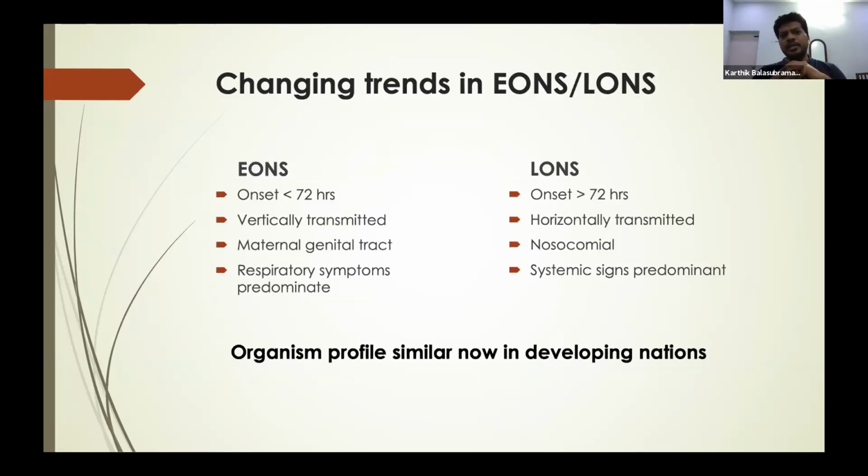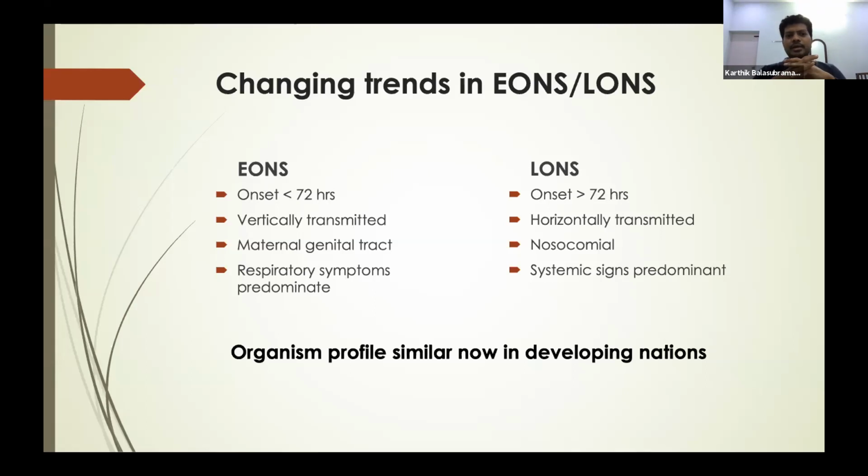The other important challenge in NICU is about the trends in early onset sepsis and late onset sepsis. The classical definition of early onset sepsis is if the onset of symptoms is before 72 hours of life, it is considered to be early onset. The infection is transmitted from the mother, from the maternal vaginal tract, and the baby predominantly presents with respiratory symptoms. Whereas the classical definition of late onset neonatal sepsis includes onset of symptoms after 72 hours of life, and most of these infections are horizontally transmitted from the hospital environment. Mostly they are nosocomial, and these babies present with systemic signs.